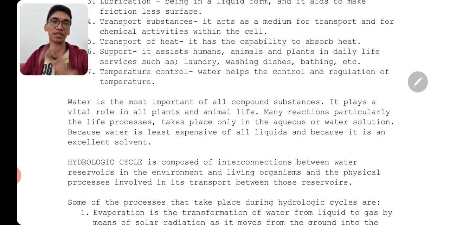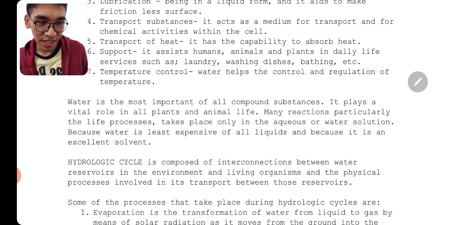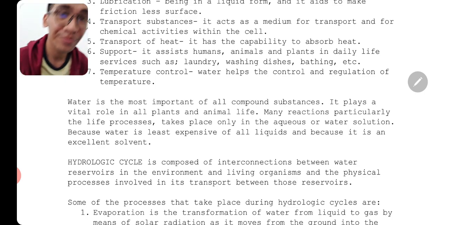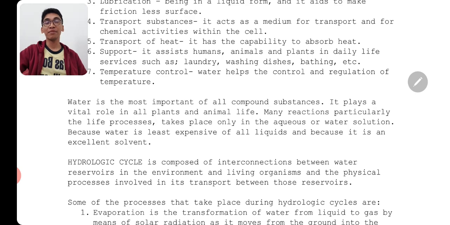Bakit daw least expensive itong water? Kasi nga, sabi kanina ni Ma'am Lizelle, nagtaas siya ng kamay. Bakit daw siya least expensive? Because it is abundant, alright? So, kapag abundant ang isang component or isang element, it is actually cheaper than the rare elements. Example of rare elements, gold, right? Or aurum. Okay, di ba sa periodic table, ang ating gold nakalagay doon, Au, it's aurum. Ngayon, bakit siya rare? Bakit siya valuable? Kasi it's very rare.